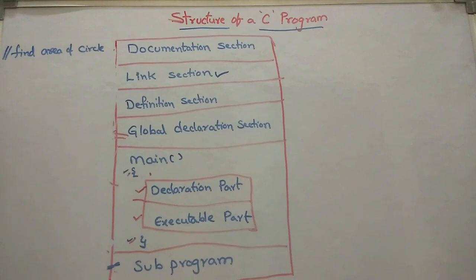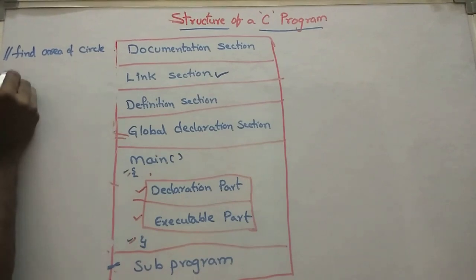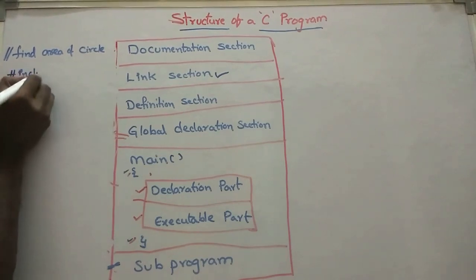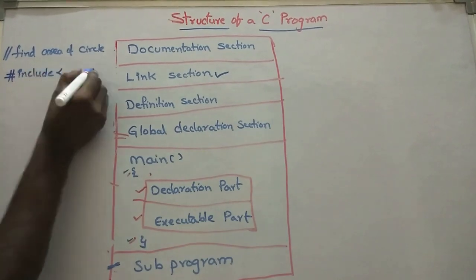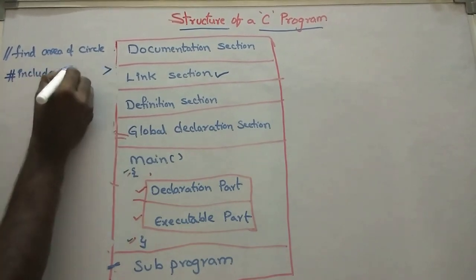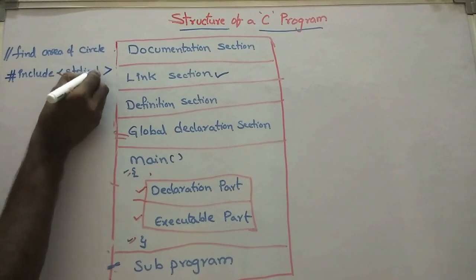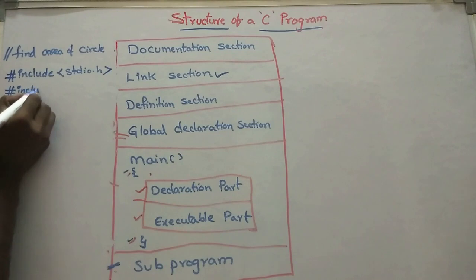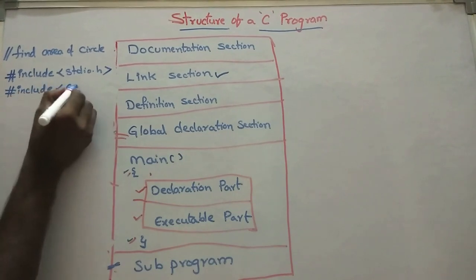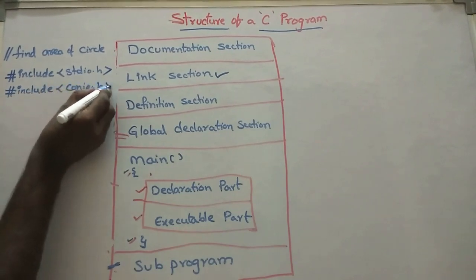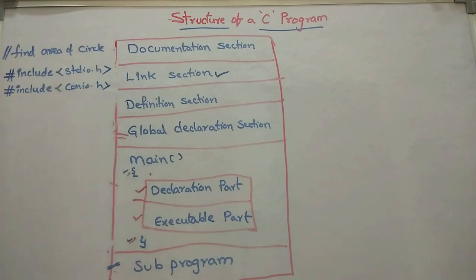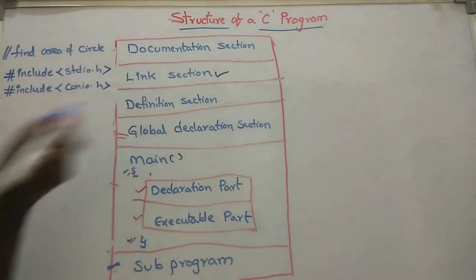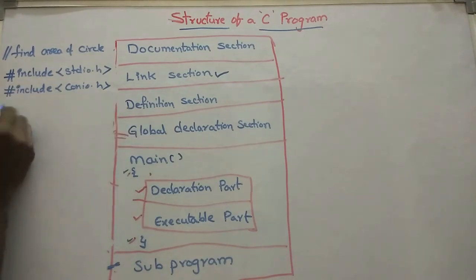Now what is the need of the link section? By using the link section, I have to include the required header files. Suppose I need one header file, stdio.h, the standard input and output header file. And the second header file I include is conio.h. This is enough. And the definition section: you define some constant value as a macro wherever required. If it is required, you define it; otherwise you neglect it. It is an optional one.